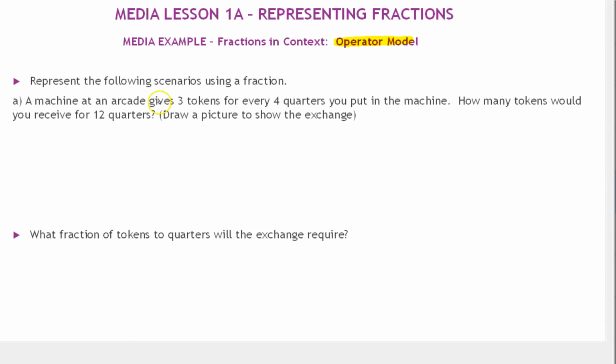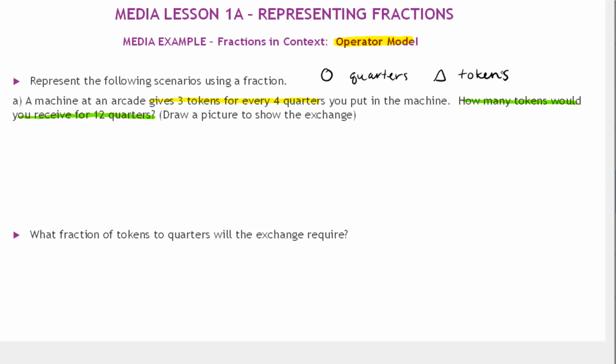A machine at an arcade gives 3 tokens for every 4 quarters you put in the machine. And here's our question. How many tokens would you receive for 12 quarters? We're asked to draw a picture to show the exchange. Lots of times drawing a picture is very helpful for making sense of the problem. You could actually imagine yourself at the arcade and you have quarters and they're round. And for tokens, we use triangles because they both begin with T, and that will help us remember.